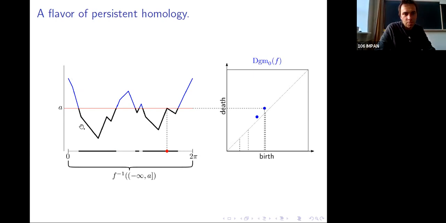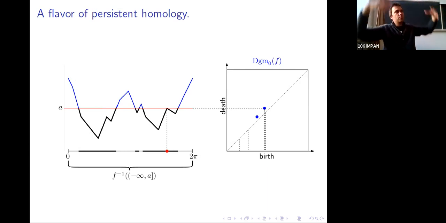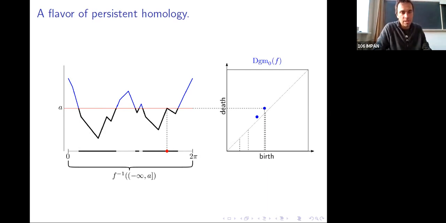For instance, in a trivial situation of a function from R to R, the sublevel set at the level A is just that bit, and this bit, and perhaps a little bit over here. And once I move A up, new connected components in this sublevel set will emerge. Some of them will be joined together, and by computing zero-dimensional homology, which tells us about the connected components, I will be able to track the changes. That is essentially what persistent homology is doing. It's tracking the changes in the homology whilst a certain one parameter is changing.